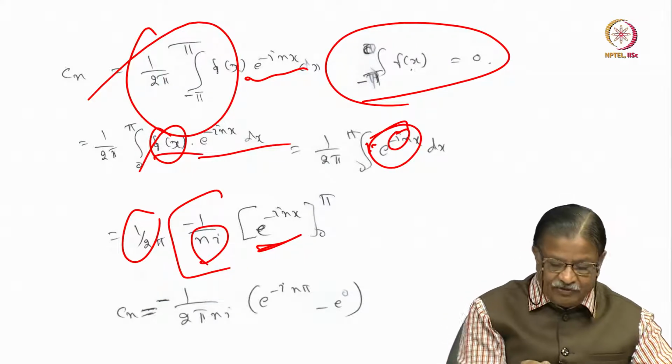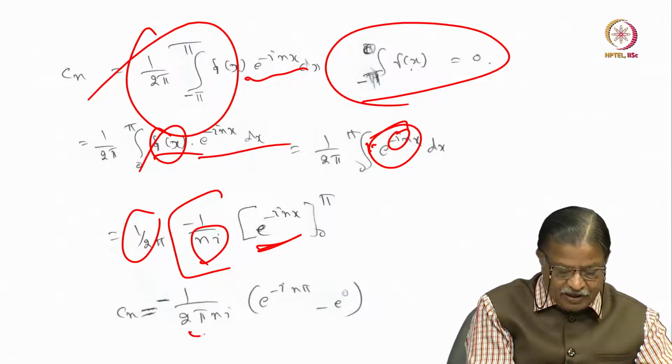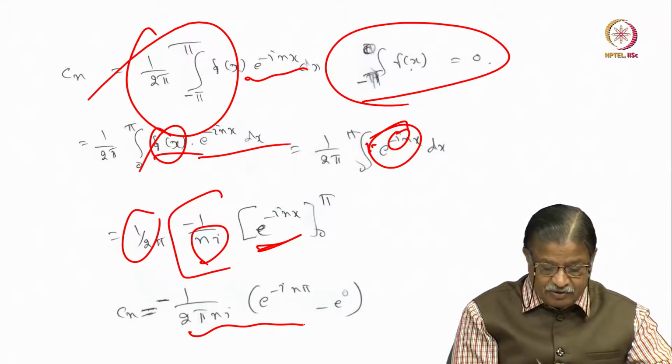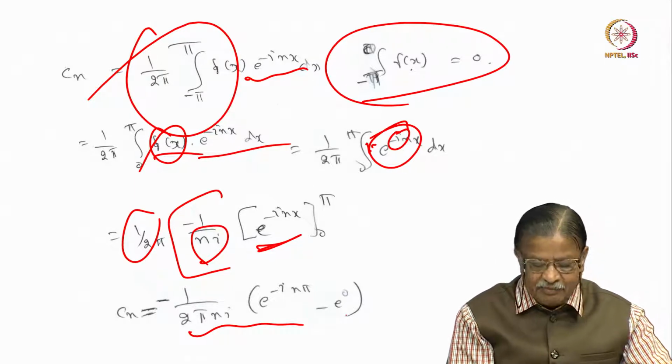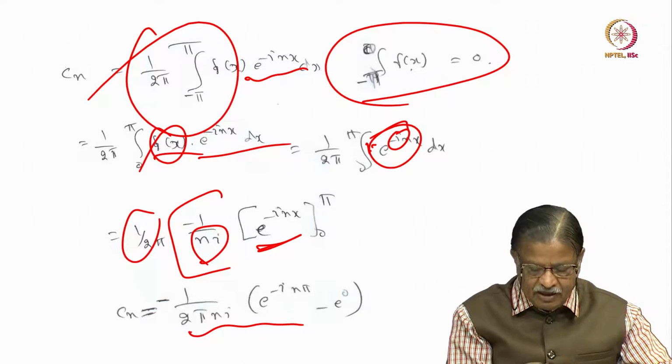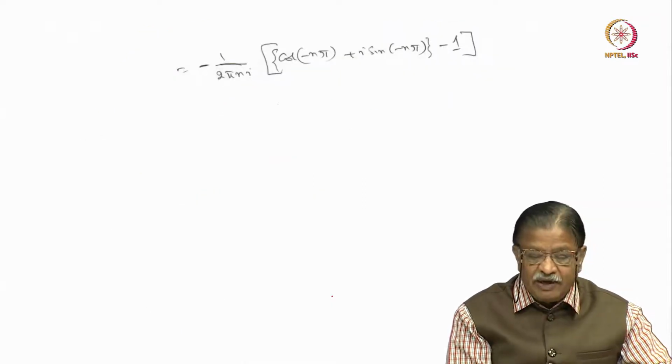When I substitute the limits for n, which is equal to 0 to pi, you see that this turns out to be 1 over 2 pi n i into e to the power of minus i n pi into e to the power of 0, minus e to the power of 0. This is 1 again. So, when you do that, this part we did some jugglery.